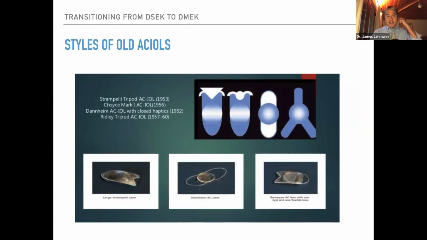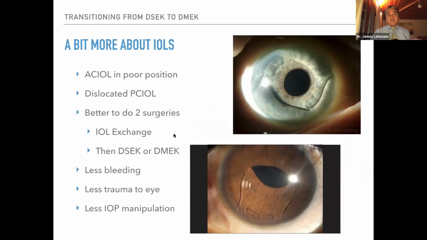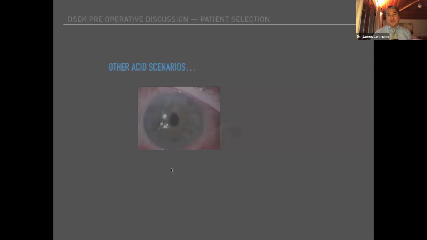Here's some old style ACIOLs that we see sometimes. And then just like I said, if you're going to do an exchange, I prefer to do it in 2 surgeries. I like to do an IOL exchange with a sutured IOL and then either a DSEK or DMEK. I feel like if you combine them, it's a very big surgery and there's a less chance of success for the graft. And so that's what I vote for, is a staged surgery when you're going to do an IOL exchange.